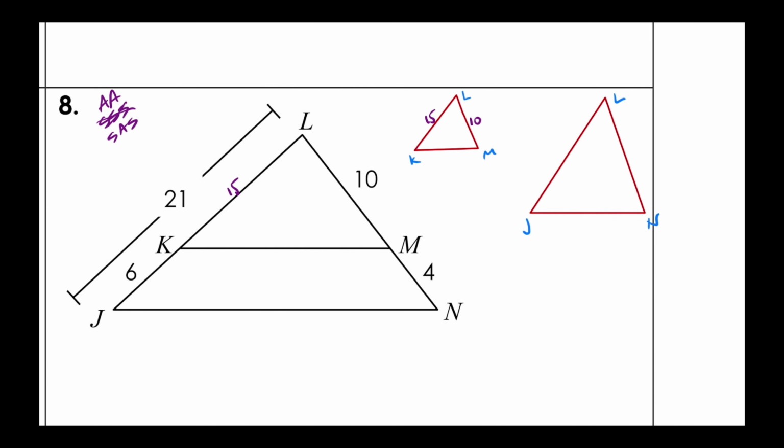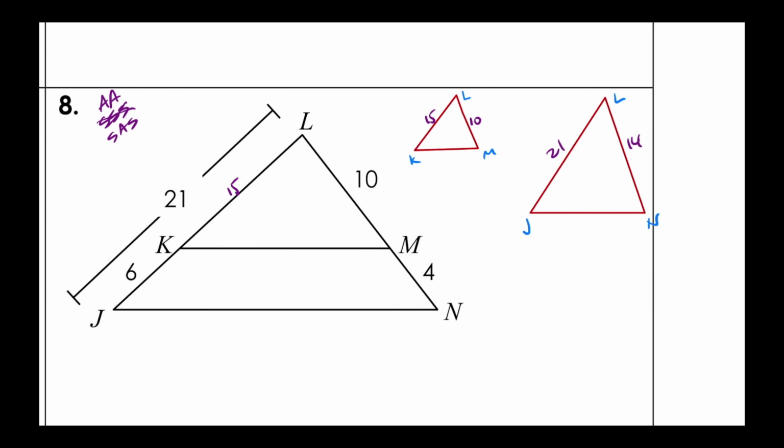All right, so the big triangle, this is 21. This is what? 21. Okay, thank you. That's 21. And then what's this side over here? What's LN? Well, it's 10 plus 4 more, which is 14. Okay, and if you notice, I don't have any angles here, do I? So I don't even have one.